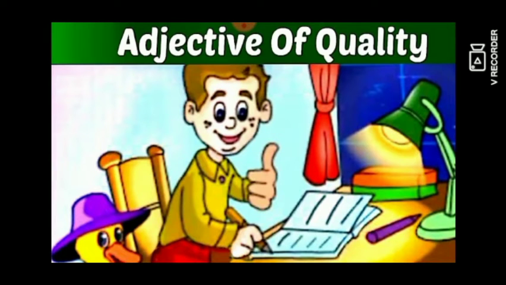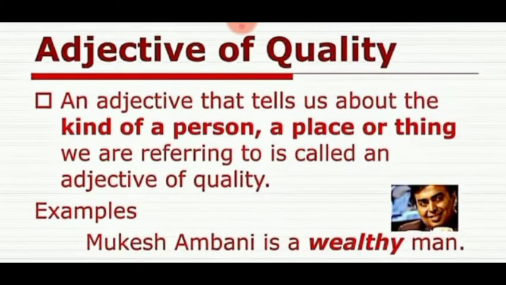Now let us see adjective of quality. An adjective that tells us about the kind of a person, a place or thing we are referring to is called an adjective of quality. So what is meant by adjective of quality? It tells us what kind of a person he or she is, what kind of a place it is, or what kind of a thing it is. Okay, it tells you the quality of a person, the quality of a place, or the quality of a thing.